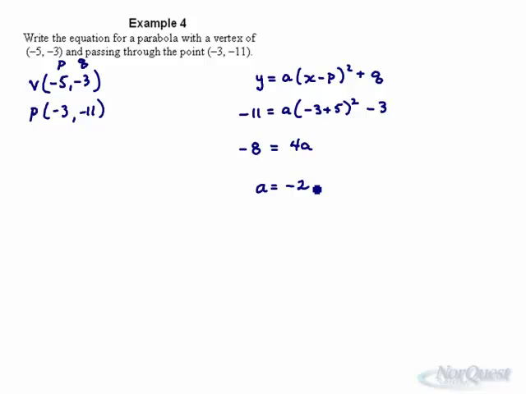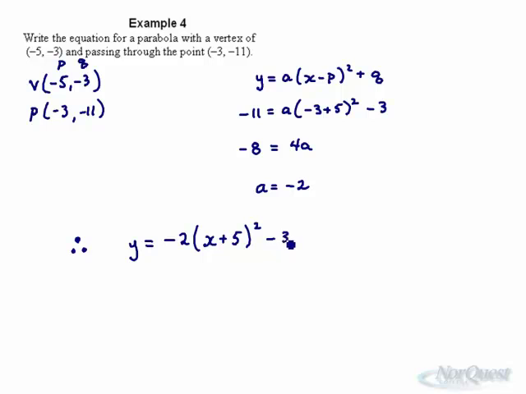This time you don't have a picture to compare that a value, but if it's got a vertex of negative 5, negative 3, and it passes through a point that's further down, the y value, that means it must open downward, if you think about it. Therefore, our equation will be y equals, put in the a value, x minus p, so negative 2 times x plus 5 squared minus 3.